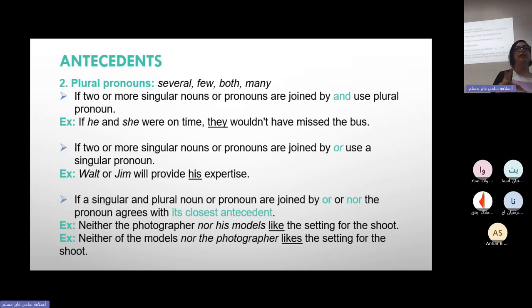If you get any text to edit, this is basic information. These are basic grammatical rules and regulations. You have to remember them when you do the editing.